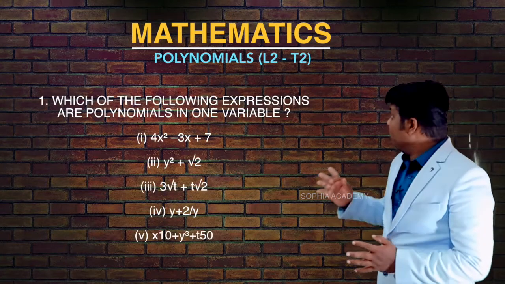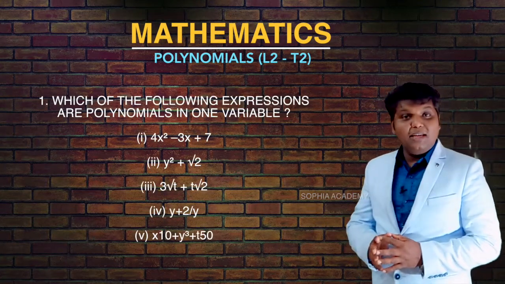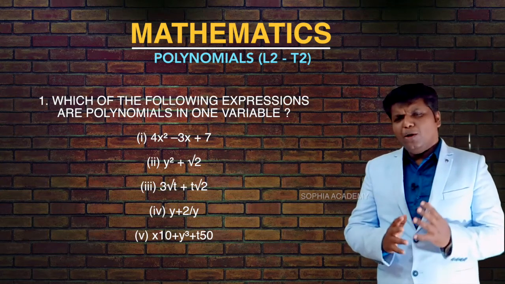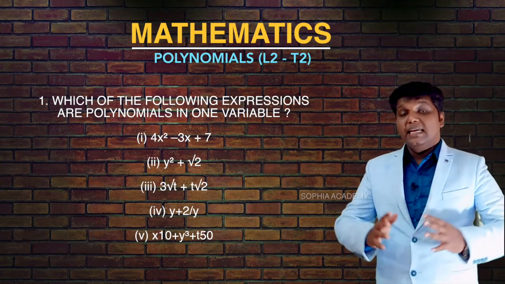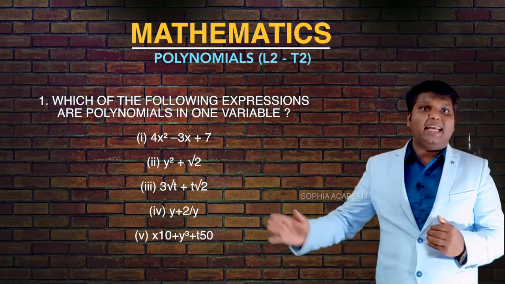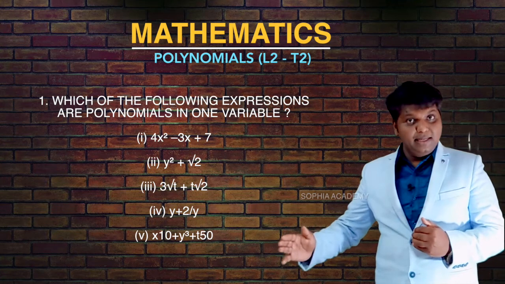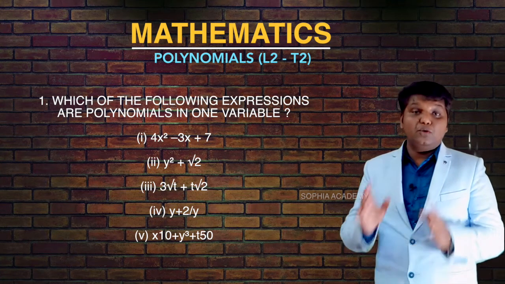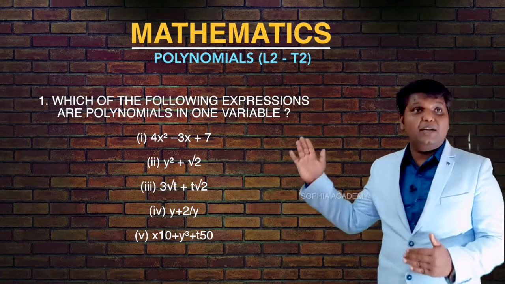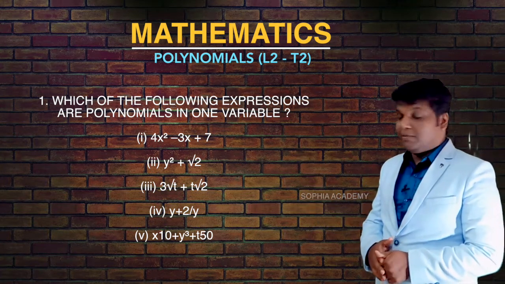Which of the following are polynomials in one variable? What does it mean by polynomial in one variable? It means there should be only a single variable, that is, the given polynomial should be in x only, or in y only, or in z only. There should be only a single variable, and we are going to check. Here you can see there are 5 questions given before you.